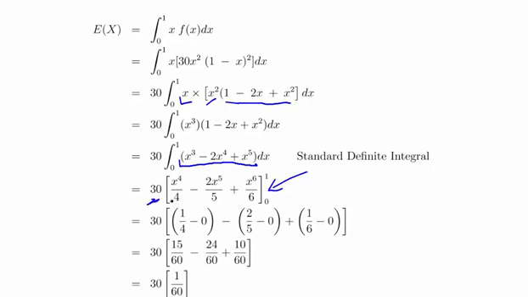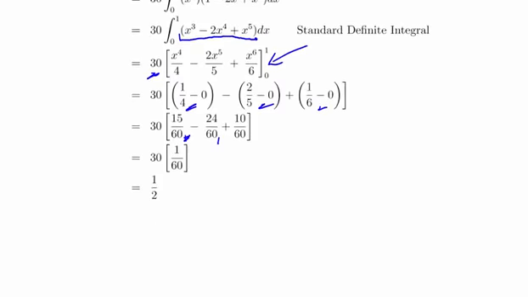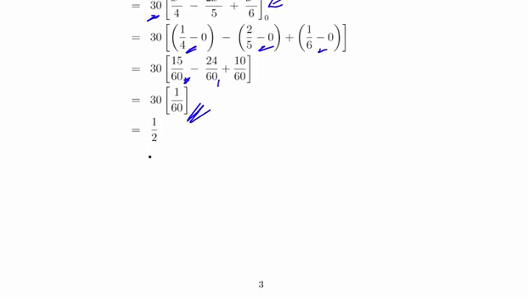We know that k here is equal to 30, so we'll just leave that out until we're ready. So we have 1/4 minus 2/5 plus 1/6. Let's rearrange it algebraically to make it clearer, with everything in terms of denominator 60. So we get 15 over 60 minus 24 over 60 plus 10 over 60. Essentially that's 1 over 60. So the expected value there is 1/2.